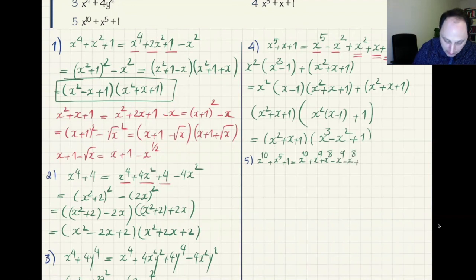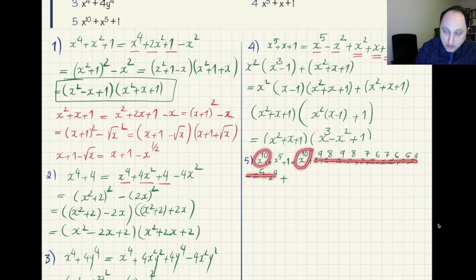Then I will add x to the 7 and x to the 6, and I subtract the same two terms. Then I will add x to the 5 and x to the 4. Then I will subtract the same two terms, x to the 5 minus x to the 4. Okay, so far, all of these terms are actually canceled, yes, up to here. And then I have only x to the power of 10. So instead of x to the power of 10, I have written this. And then you see that I have an extra x to the power of 5. So I would write it here.